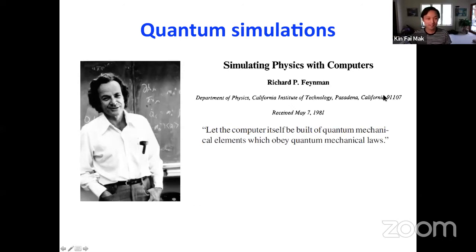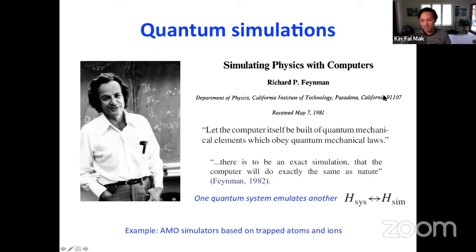But of course, Feynman did not tell us how to actually build a quantum computer. But in the same lecture, he did propose something quite concrete, the concept of a quantum simulator. This is the statement: there is to be an exact simulation, that the computer will do exactly the same as nature. What he meant is that you have a Hamiltonian that you would like to simulate, and you find a physical system that exactly emulates this particular Hamiltonian. By measuring this physical system you create in your lab, you obtain the solution, or the phase diagram, for this particular Hamiltonian. One famous example of a quantum simulator is the AMO simulator based on trapped atoms and ions.